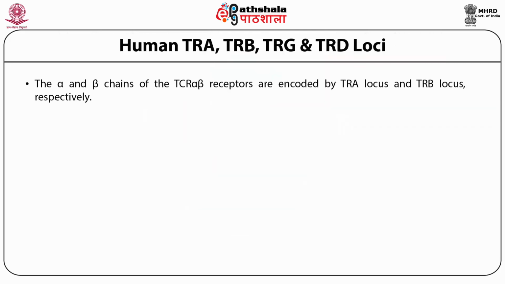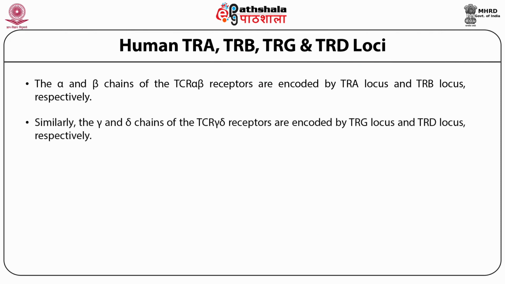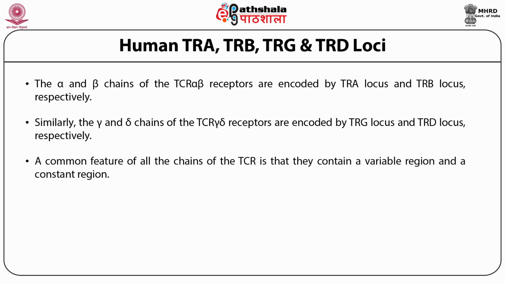The alpha and beta chains of the TCR alpha-beta receptors are encoded by TRA locus and TRB locus, respectively. Similarly, the gamma and delta chains of the TCR gamma delta receptors are encoded by TRG locus and TRD locus, respectively. A common feature of all the chains of the TCR is that they contain a variable region and a constant region.